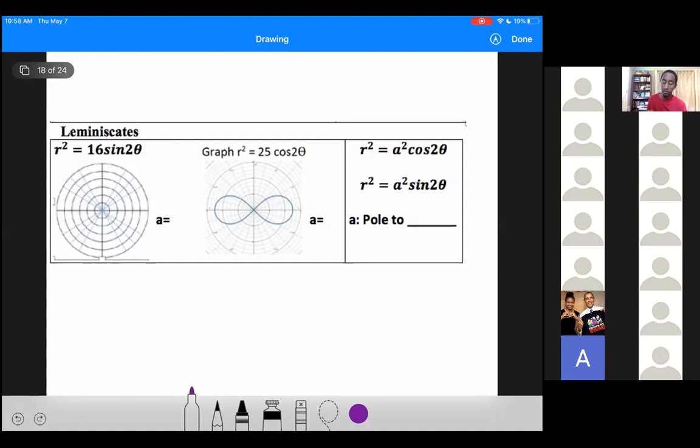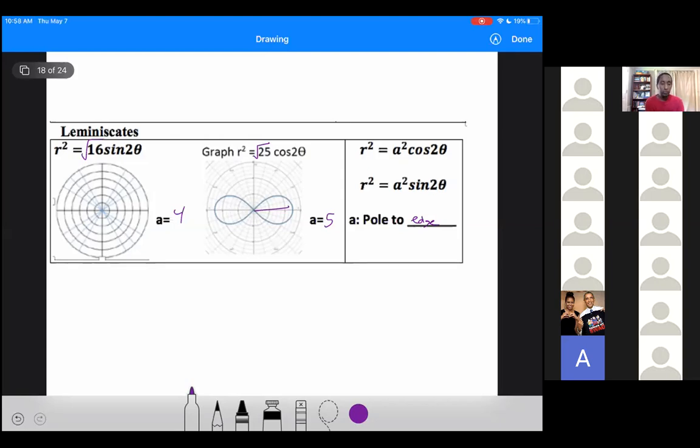So A, you have to take the square root of this. So A will be 5. And A is still going to be the distance from the pole to the edge. You would have to square root to be sure. So like over here, the A of this first one, you would have to take the square root of that. It would be 4. So the distance from the pole to the edge of that one on the left would be 4. Okay.